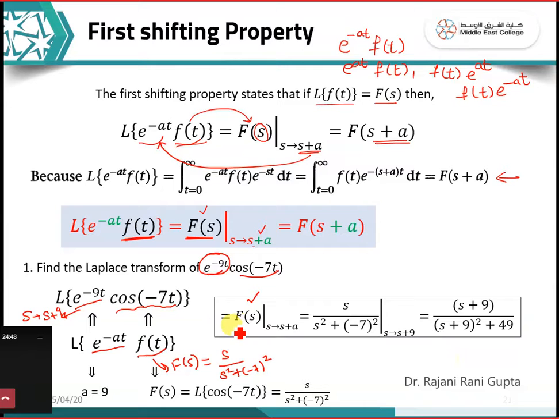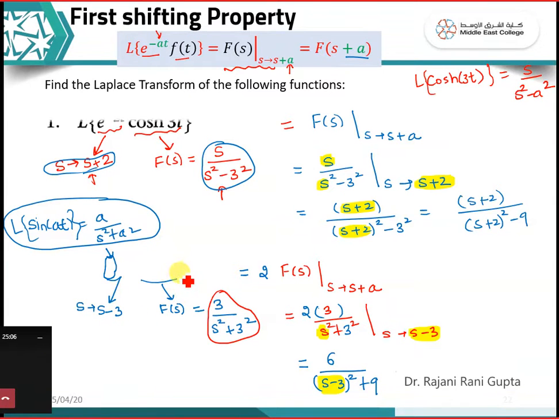This is the formula. We substitute the value of f of s as this, and s goes to s plus a, that is s plus 9. Then we replace s at both the places by s plus 9. Okay, so this is how we work. There are some examples based on it, like how to work on this. It is e power minus 2t cos h 3t. So here s goes to s plus 2, f of s is s over s square minus 3 square. Then substitute it in this formula. Similarly, if you have other functions, you work in this way.